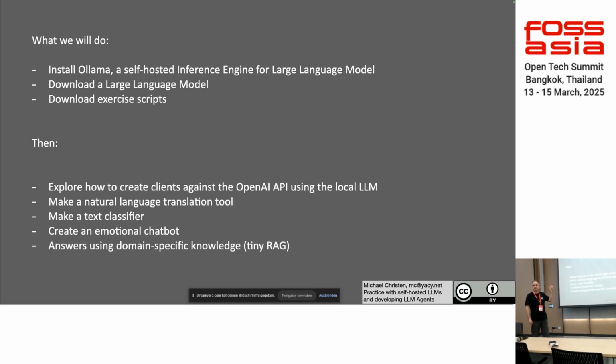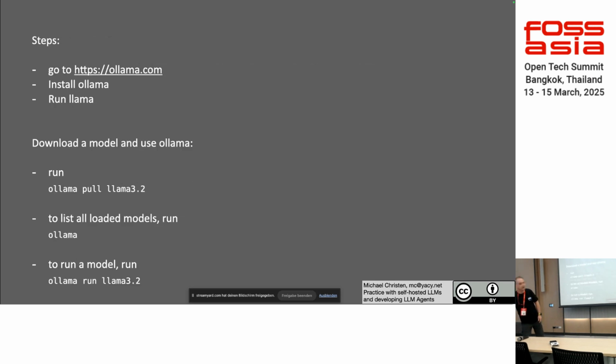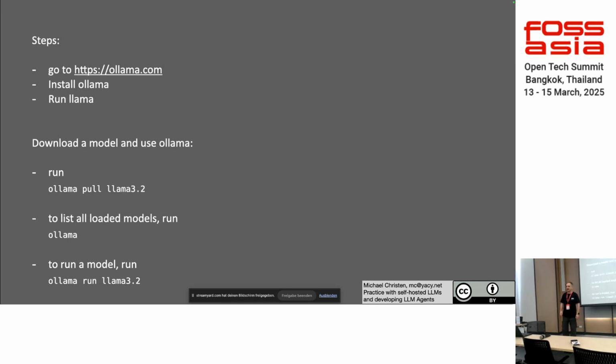I also prepared a repository for the example scripts. So I want to show you how to download the framework for large language models. I want to show you how to download the large language models, not only the framework, but also the models themselves. And I will show you how to download the example scripts we want to try now. So what we are going to do is go to ollama.com, and I want you to open ollama.com right now and install Ollama right now.